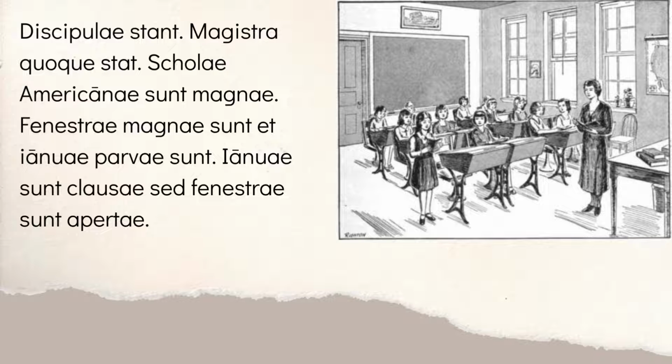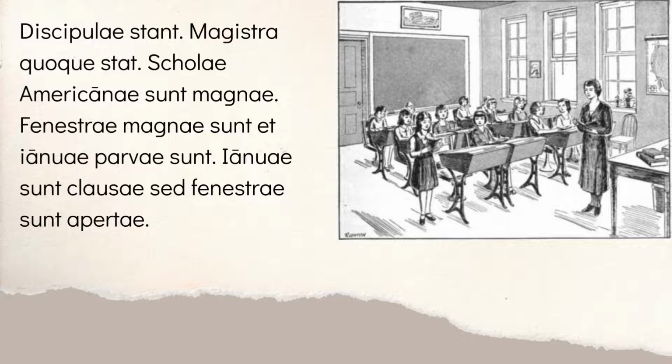You have discipulae stant. And again, this is something we want to pay attention to, the verbs. So stant is a verb. It means they stand. You might remember in Schola Americana 1, the first story, we saw stat, right? Which means he, she, or it is standing. Stant with an nt is the plural, so it means they stand.